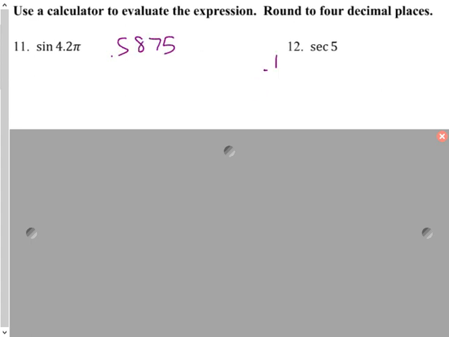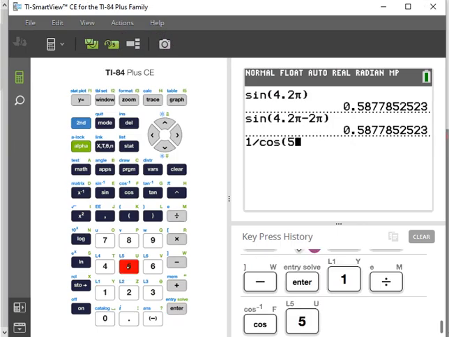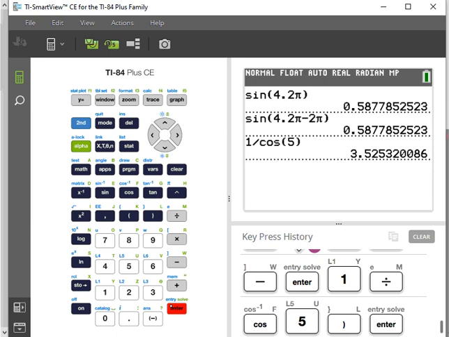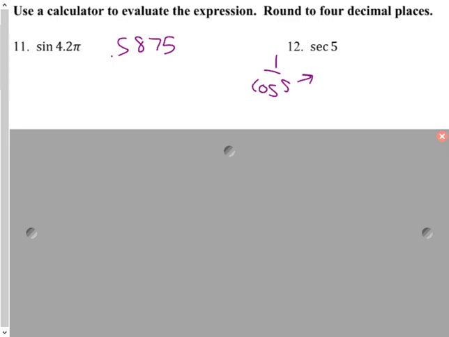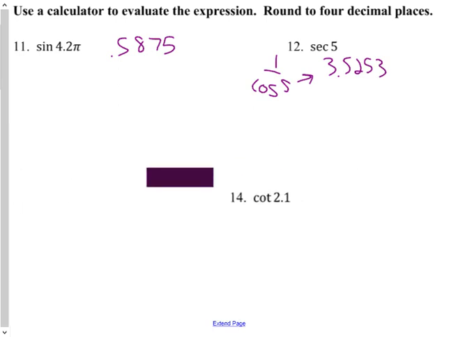Next, secant of 5, which I'm going to do as 1 over cosine of 5, as a reminder. 3.5253. So go ahead, test those last two out on your own: tangent of 3 pi/2 and cotangent of 2.1.